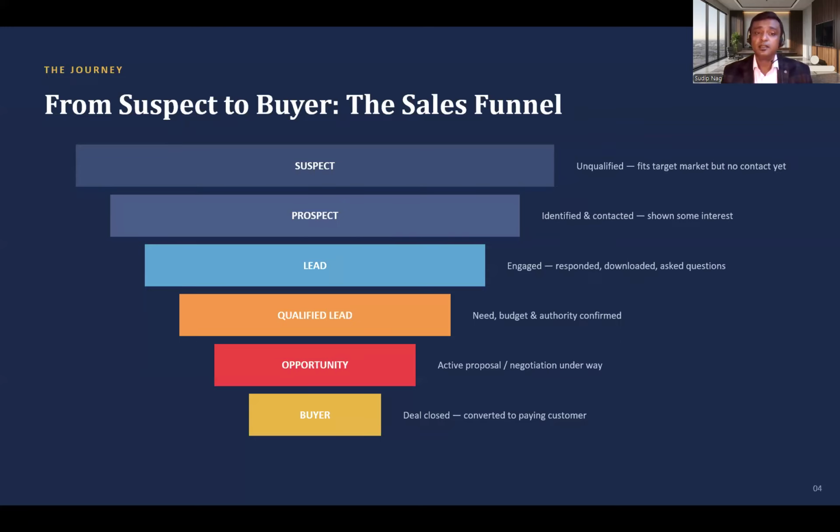Now this funnel is important, like I said, where a suspect is unqualified, you don't know that person, but there is a first time contact or no contact, and that is a suspect, or you got a call, or you've called up. Then converting into a prospect, like identifying whether their need and your product match, whether you can solve the problems through your services and products. Then it becomes a lead where you start engaging, where you get a response, where your brochures are being downloaded, and you are being asked questions.